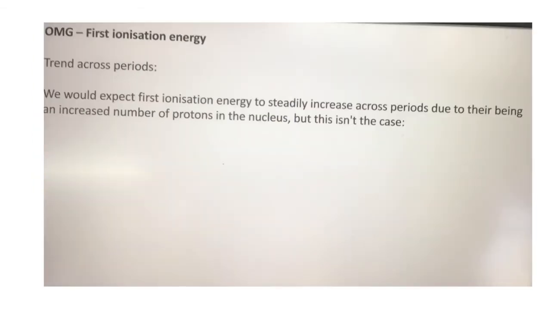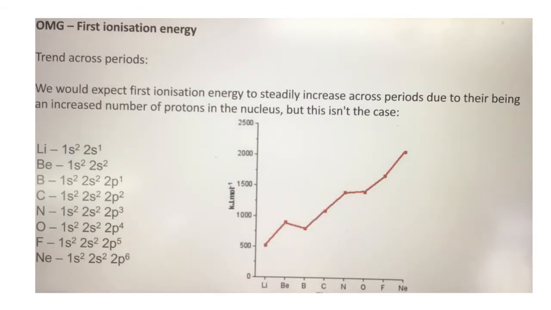Now we're going to first look at the trend across periods. Specifically, this trend which we're going to talk about is for periods 2 and 3. Okay, so we're talking either lithium to neon, or sodium to argon. Those are our two periods for which we can say these trends hold. Now, the first thing I want us to see is that we would expect the first ionisation energy to steadily increase across periods due to there being an increased number of protons in the nucleus, but this isn't the case. And from this graph here, we can see this isn't the case.